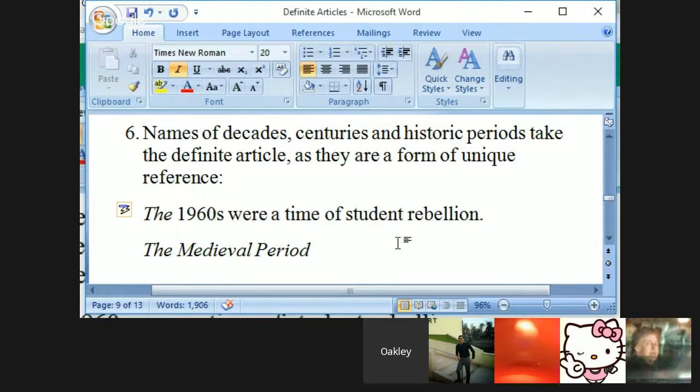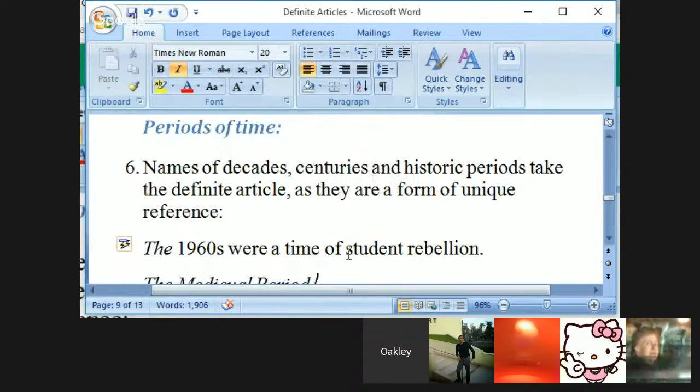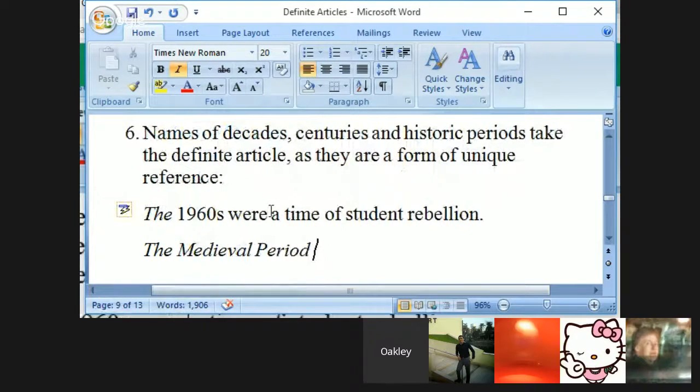Okay, the medieval period, right. The Paleozoic era, the Jurassic era, the Bronze Age, the Renaissance, the Stone Age, the age of the dinosaurs, the Mesozoic. The 1960s. Okay. Centuries. The 1700s. Like that. That's the idea. That's pretty solid. No weird exceptions for periods of time.